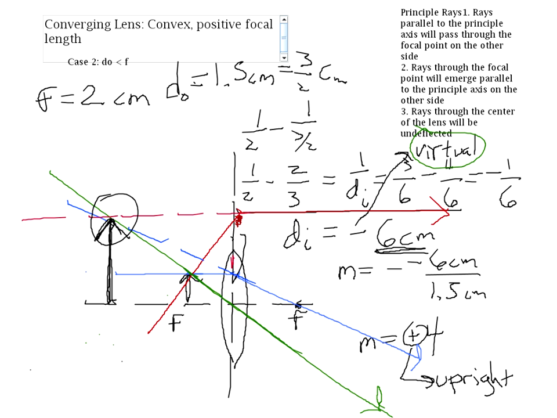Anytime you have a converging lens, you're only going to have one of those 2 cases. If, like this, the one that I just worked, the object is between the focal point and the lens, you're going to end up with an upright virtual image. If, on the other hand, like we had in case 1, the object distance is greater than the focal point, you will end up with a real image, but it will be inverted.